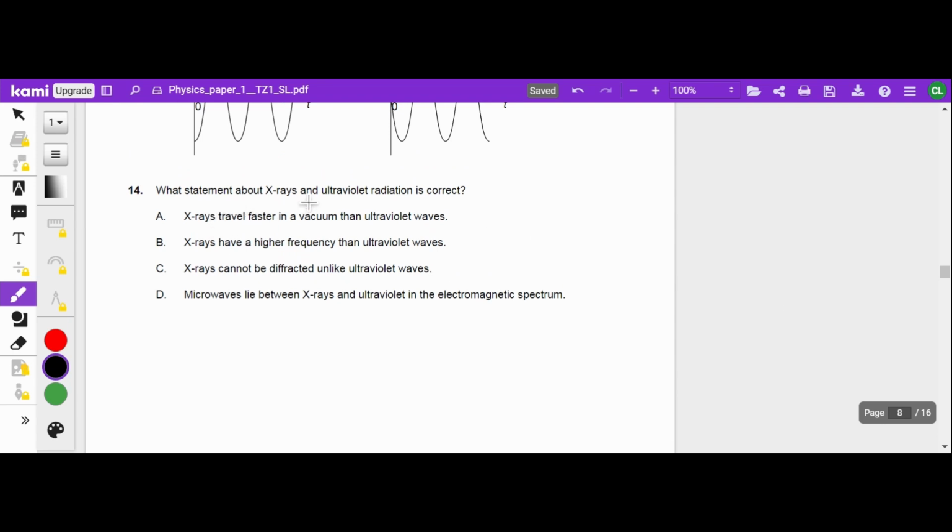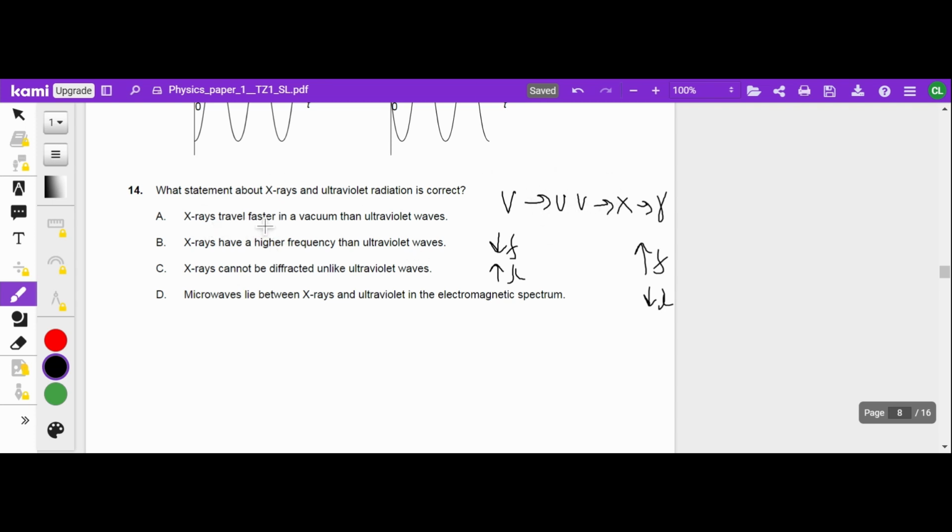What statement about X-rays and ultraviolet radiation is correct? Well, just for reference, first is visible light, and then ultraviolet, then X-ray, and then gamma ray. And at this point, here has the highest frequency and lowest wavelength, and then the frequency gets lower here, and higher wavelength here.